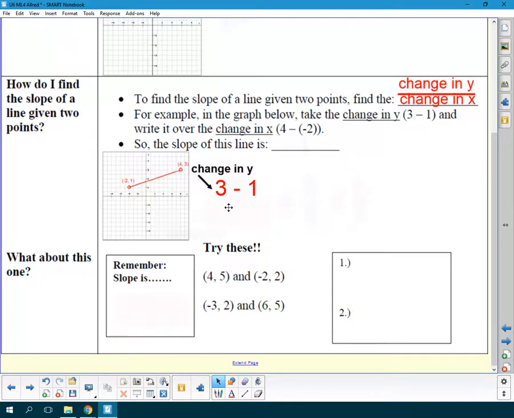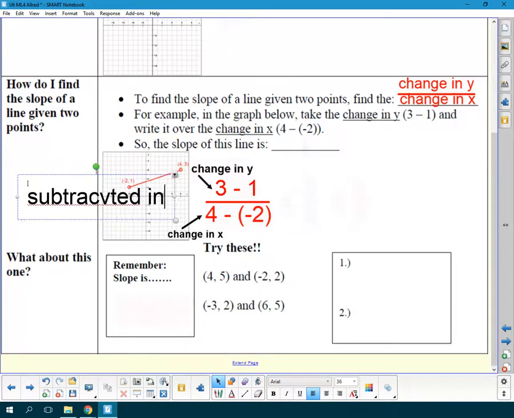both times. So I made sure that when I did 3 minus 1 the first time, I had to make sure that I subtracted the coordinates in the same order the second time that I did it. So I did 4 minus negative 2 and 3 minus 1. I wrote that as a fraction first, a ratio. 3 minus 1 is 2, and 4 minus negative 2 is 6.